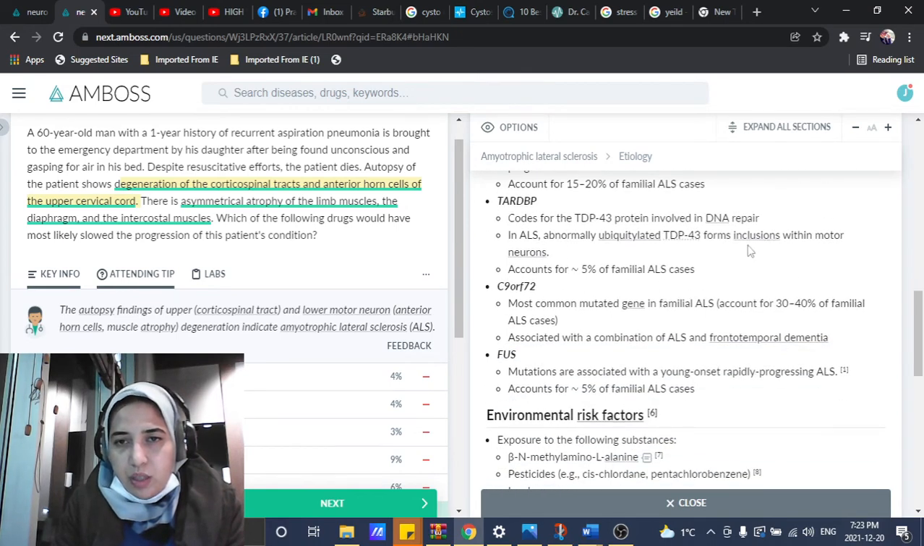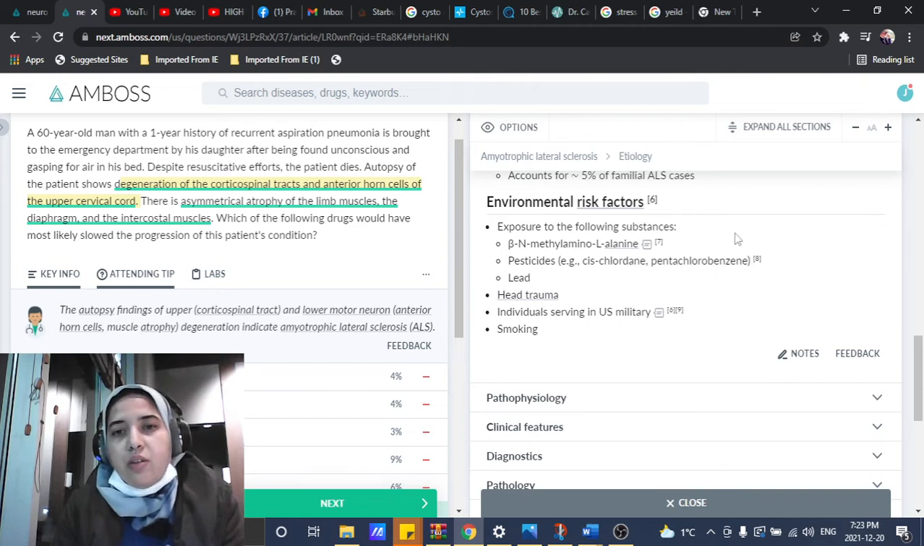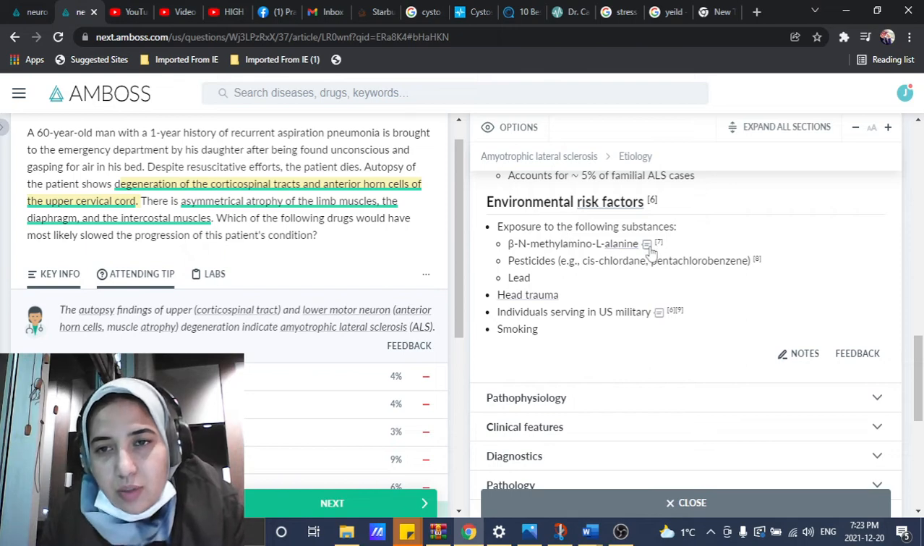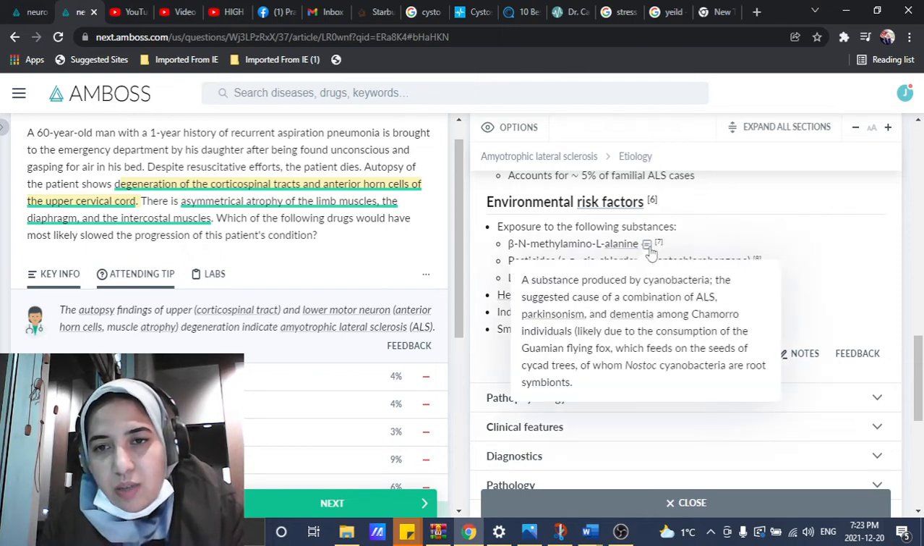Others include TARDBP, C9ORF72, and FUS. Cool. Environmental risk factors include exposure to pesticides, lead, and whatever this is. What is that? Let's hover over it. It is a substance produced by cyanobacteria, the suggested cause of a combination of ALS, Parkinsonism, and dementia among Chamorro individuals. Okay.